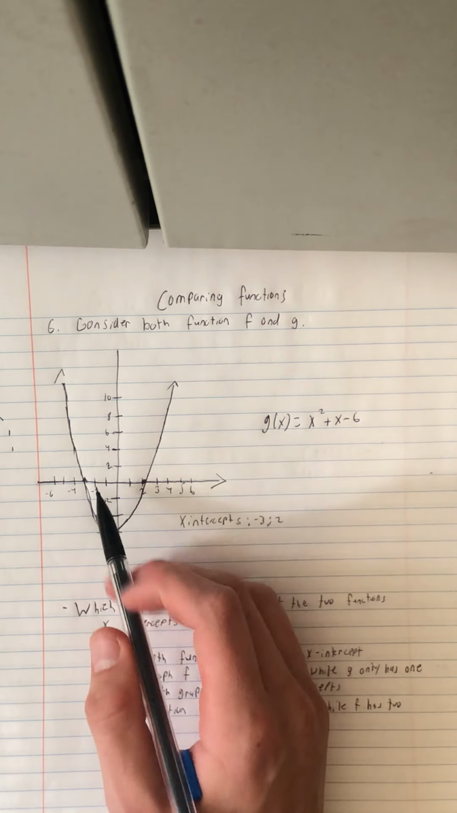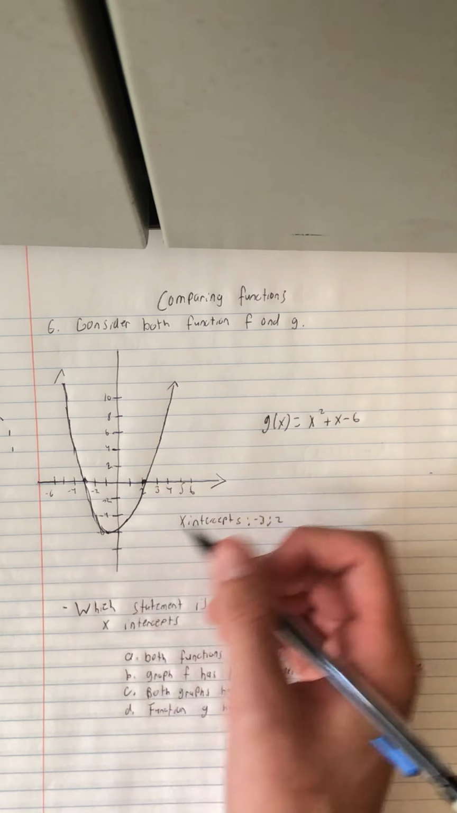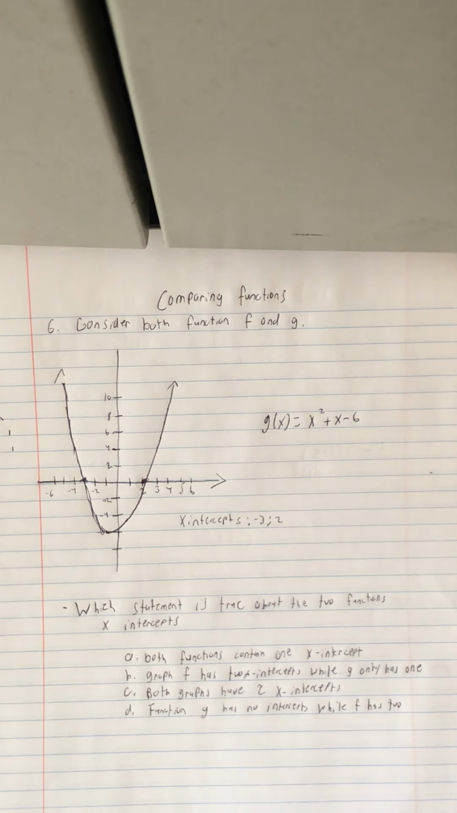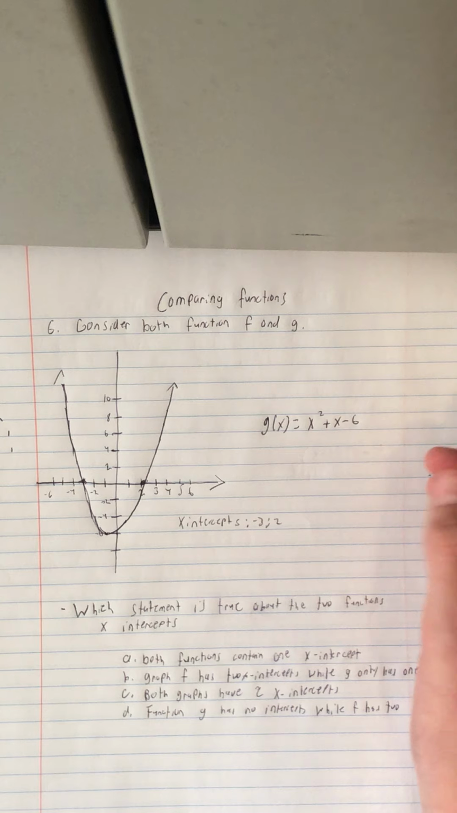We know this because this is when the line crosses the x-axis, and we can see at both points -3 and +2 is when the parabola crosses the x-axis. Now for the function, we're going to have to do some factoring.